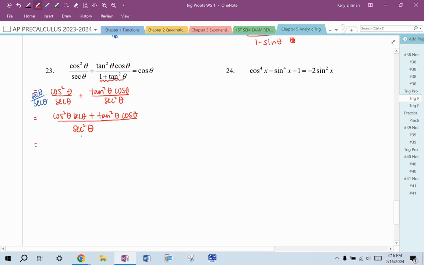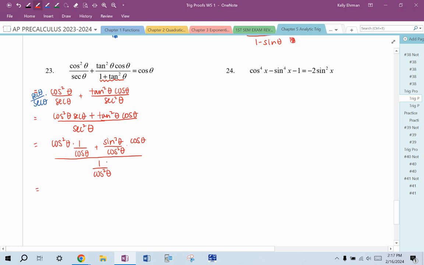So let's see if that helps me at all. My next step would be to change things to sine and cosine. So we've got cosine squared theta times 1 over cosine theta plus sine squared theta over cosine squared theta times cosine theta. All of this is over 1 over cosine squared theta.